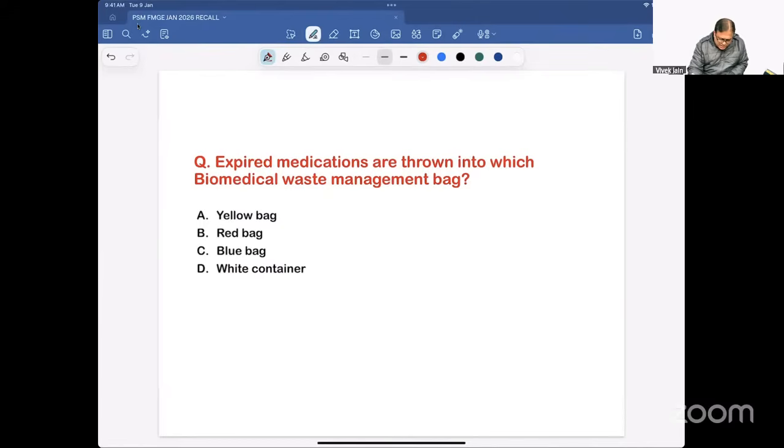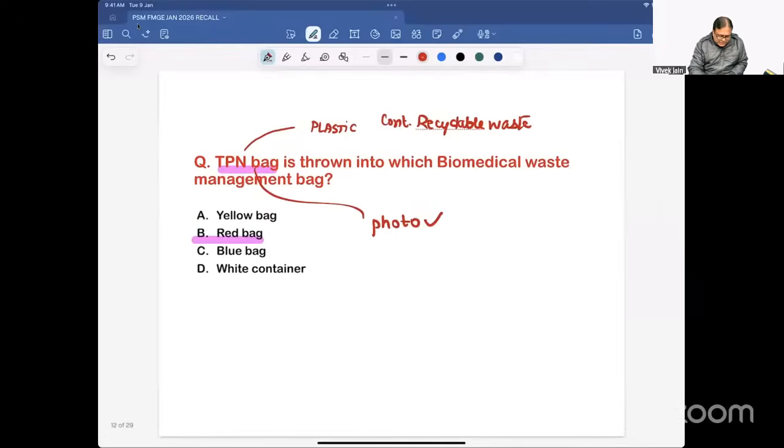Okay, incinerator was in the option. If bag is not asked, then yellow bag is subjected to incineration. So you have to confirm, was the bag asked? Was the method of disposal asked? Okay, one option was black. TPN with attached tube. Okay, I think one student told me that also. Attached tubes, that I will add.